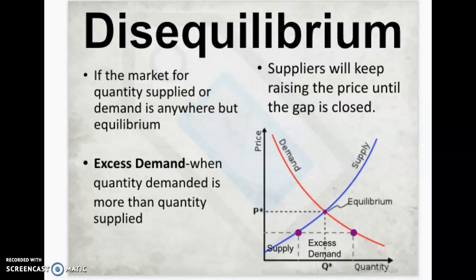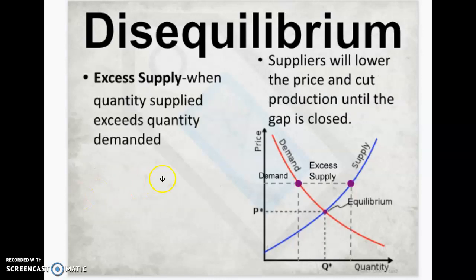Another aspect of disequilibrium is when we have too much supply. So we have excess supply. That would be if the price is above the equilibrium. So right here, the quantity supplied is greater than the quantity demanded. What suppliers will do is they'll lower their prices and they'll cut production until this gap is closed and we can get to that equilibrium again. So anytime suppliers are at a disequilibrium, they're trying to make changes to get us back to that.